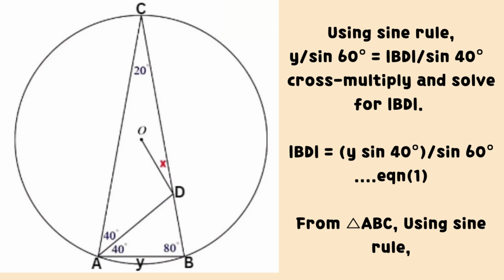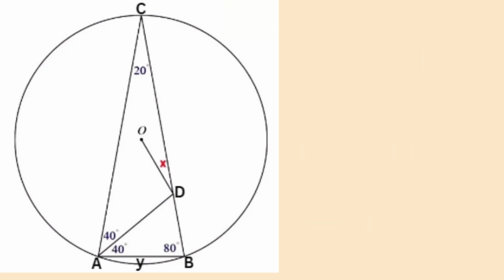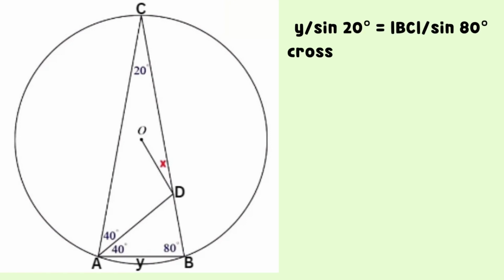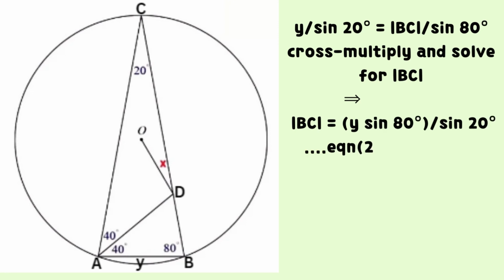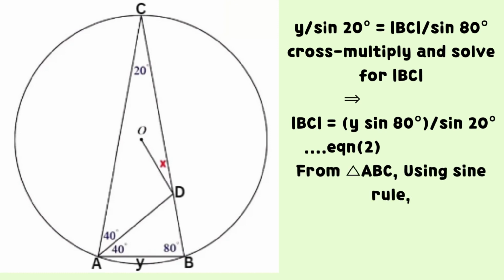From triangle ABC, using sine rule, substitute values, cross-multiply and make line BC the subject of the formula. We call the equation formed for line BC equation 2.